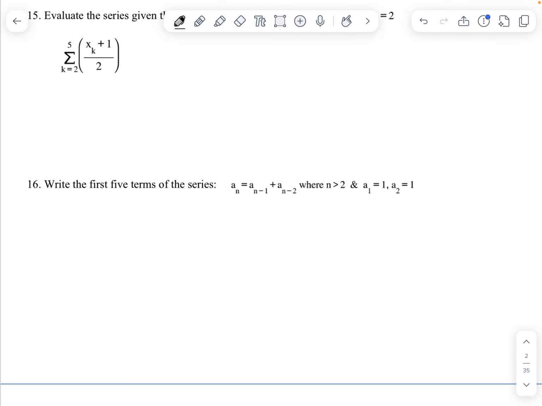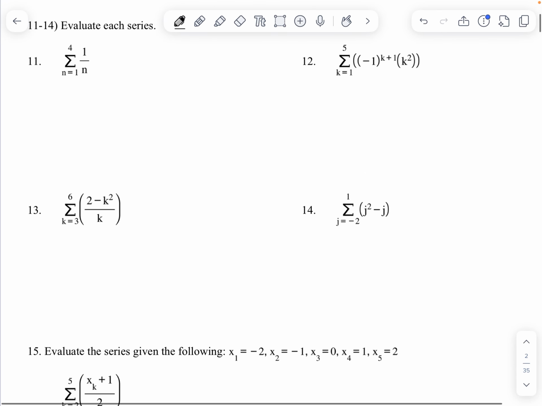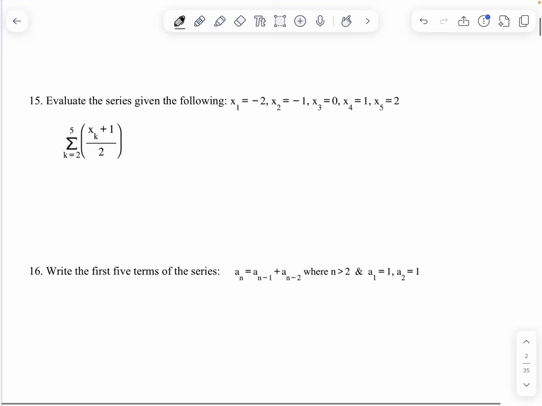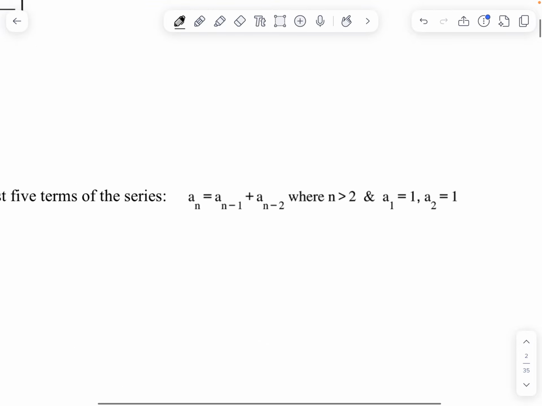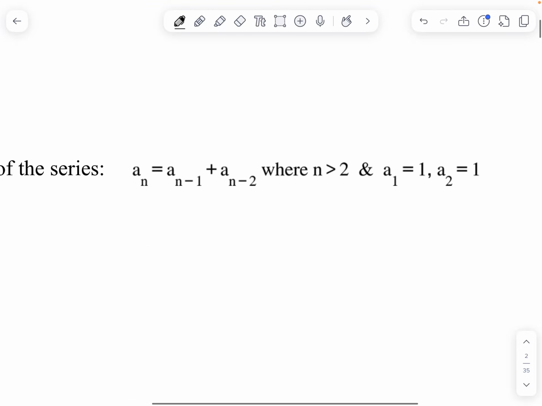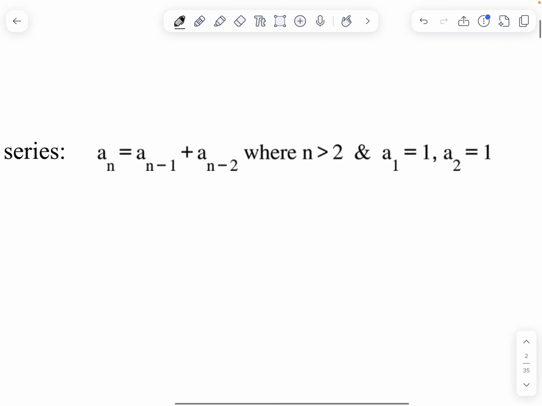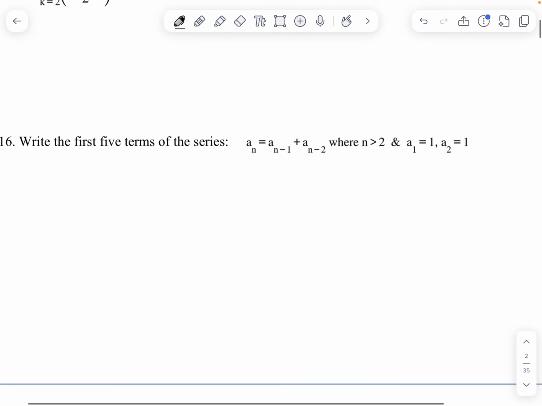And let's just do question 16. These questions are for summation notation, but this one isn't. Ooh, so this answer is actually really, really interesting. Yeah. Okay. So we already know that, so I'll just write the sequence here.